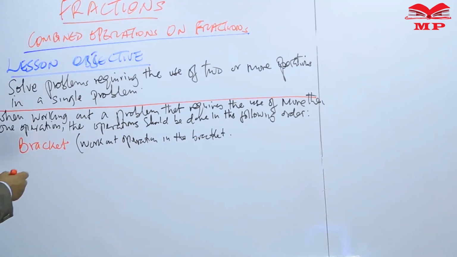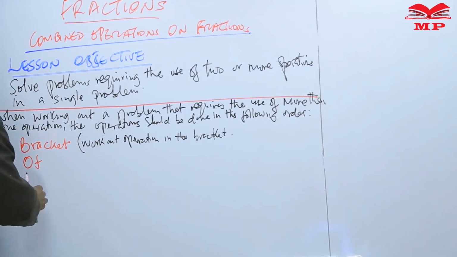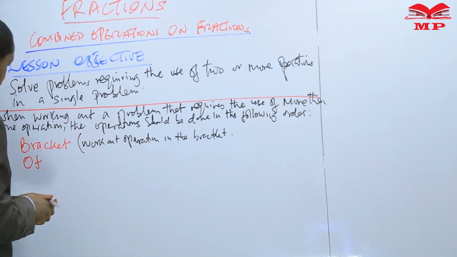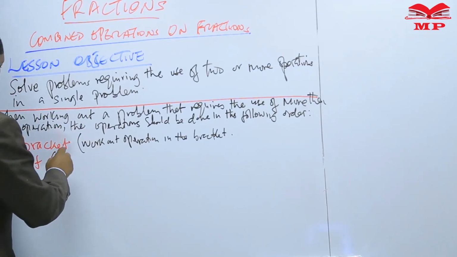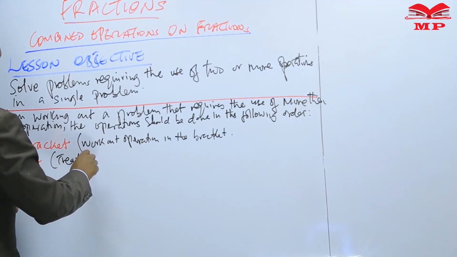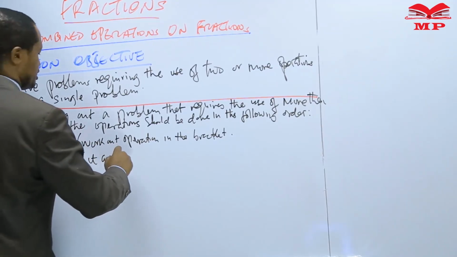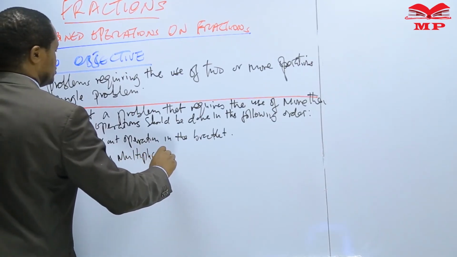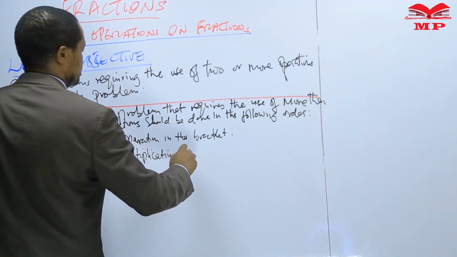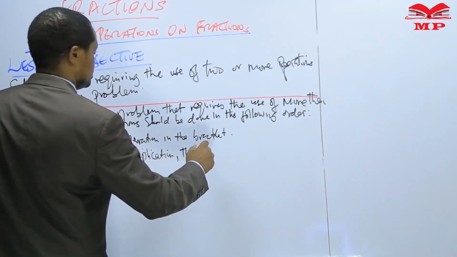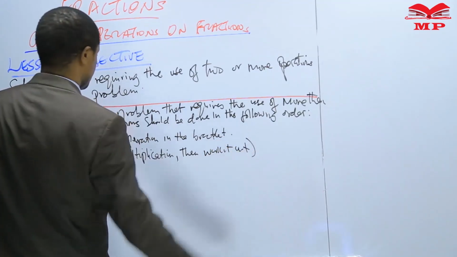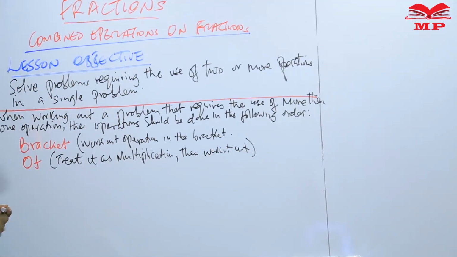Then number 2 is what we are calling off. So if you have off in a problem, then treat this off as multiplication, then work it out. Treat it as multiplication, then work it out.